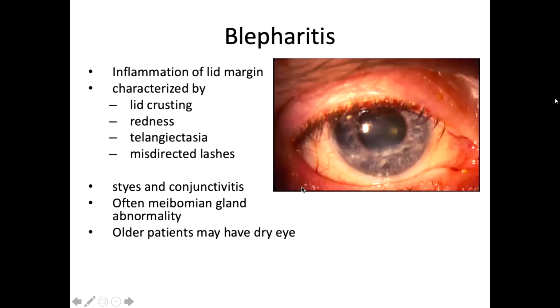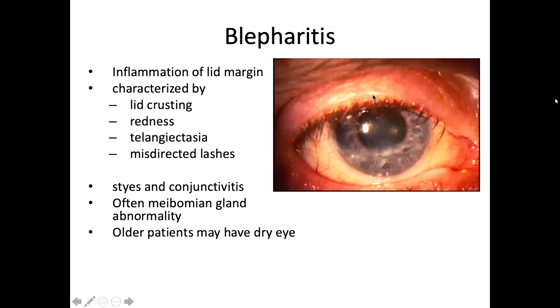So this is blepharitis, inflammation of the lid margin. So they can have lid crusting, redness, telangiectasia, then misdirected lashes. So if you continue to not clean the lids and touch the eye, and because of irritation, you can get styes from outside.